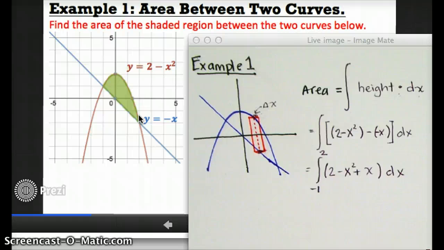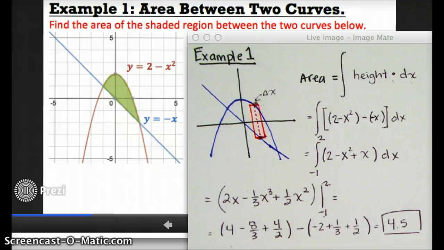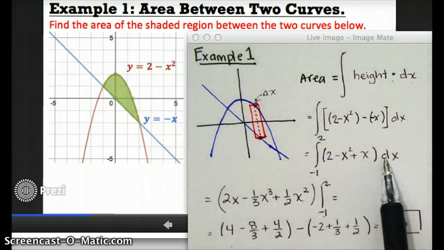Now, in cases where you didn't have a good graph, I would expect you to find those two intersection points by putting these equations into y1 and y2 on your calculator, or by setting them equal to each other and solving for x. Since we've got the numbers and they are accurate on this graph, we can go ahead and take an antiderivative, and then we would plug in 2 and -1 to this function and subtract them. And when we simplify that out, we end up with a nice even number of 4.5. Of course, you can also confirm this number by putting this definite integral into your calculator.